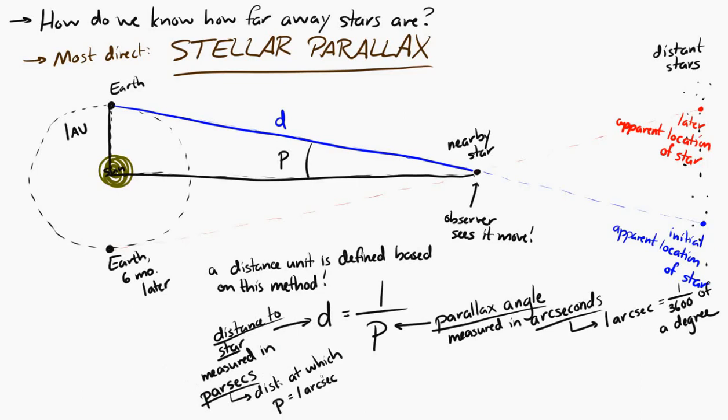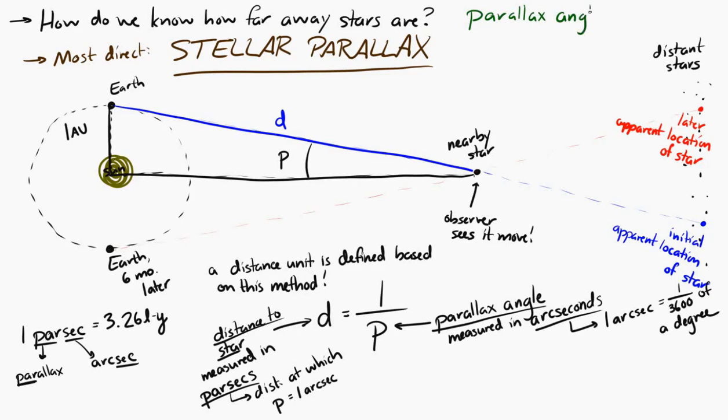And a parsec, it turns out, is equal to 3.26 light years. The parsec name actually comes from the first 3 letters of parallax and the last 3 letters of arc second. So, parsec. Now, the parallax angle is really tiny, and it's difficult to measure.